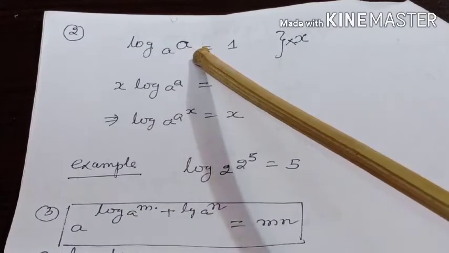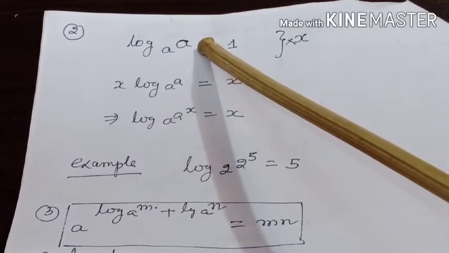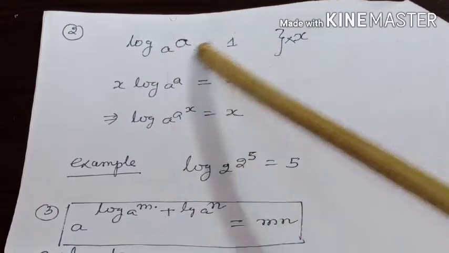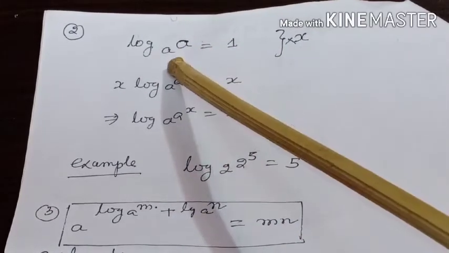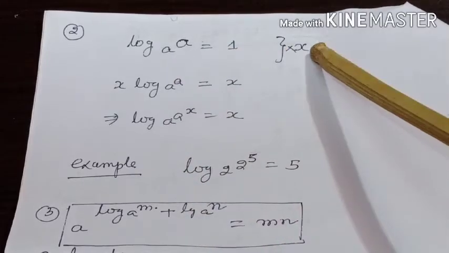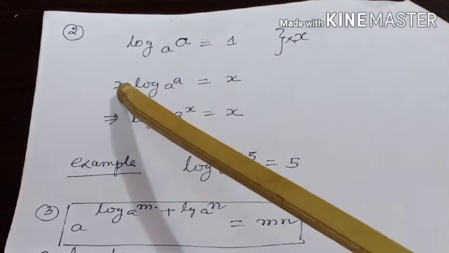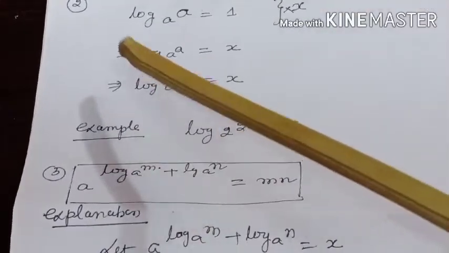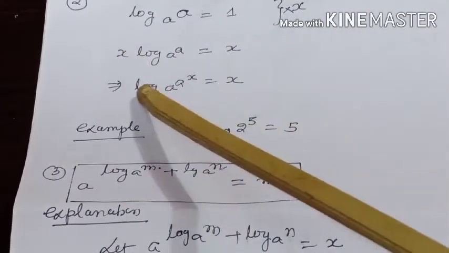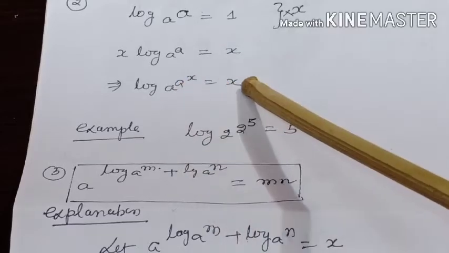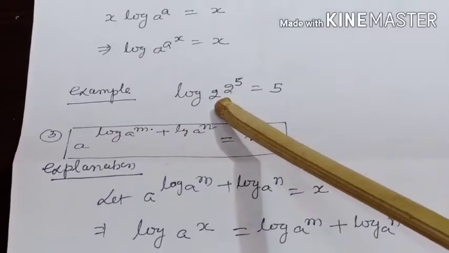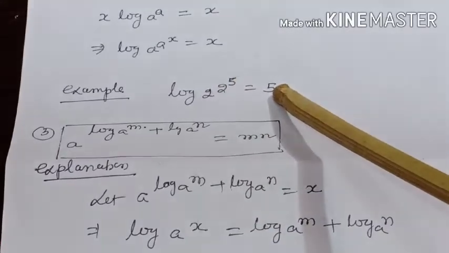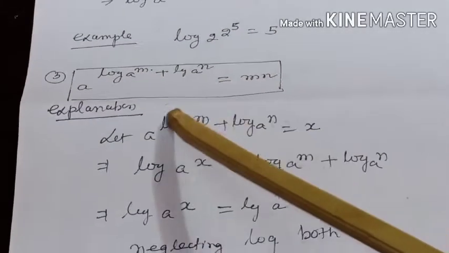To get that next fact, we are using the previous fact, that log of anything to the same base is equal to 1. So log a to the base a is equal to how much? 1. So I am multiplying this one by x. So x into log a to the base a will be equal to x. This x is shifted up, so it will be log a to the base a power x, that is equal to x. For example, if log 2 to the base 2 power 5 is there, your answer will be how much? 5.